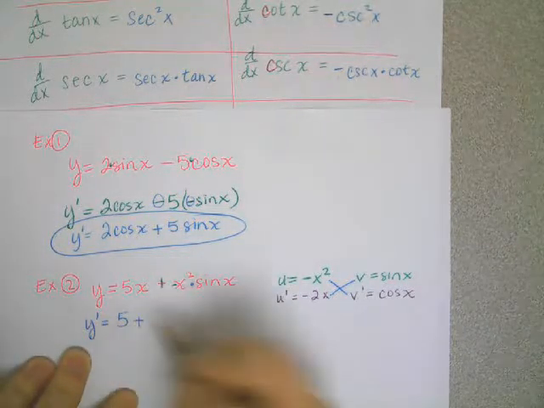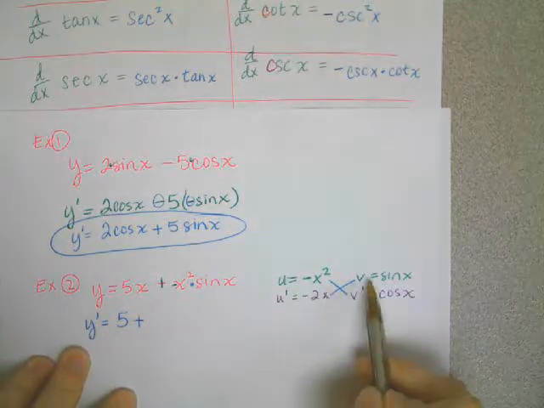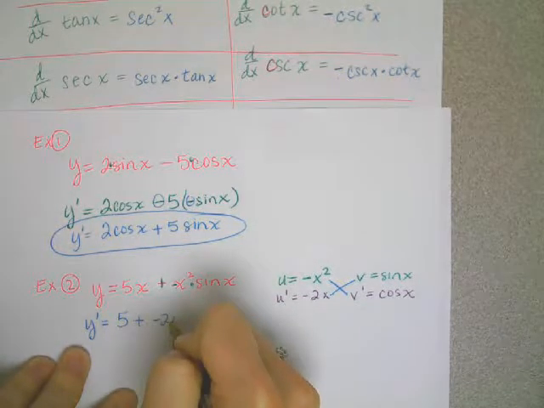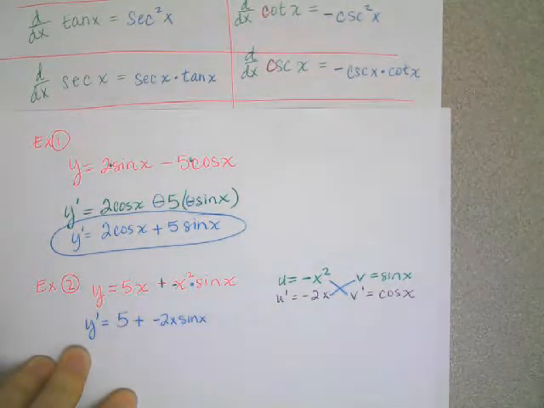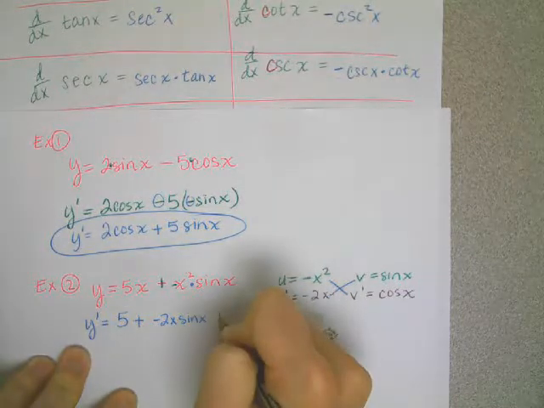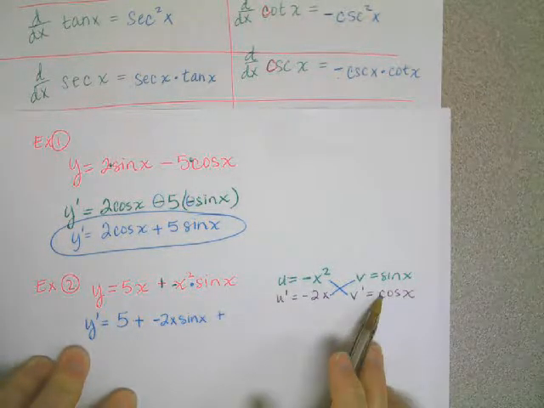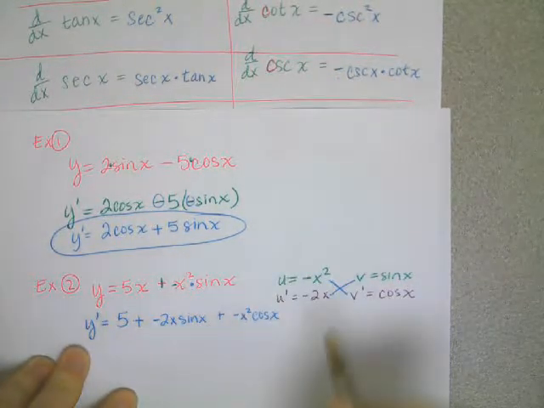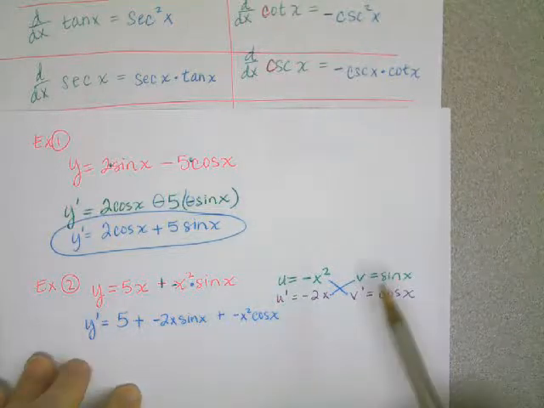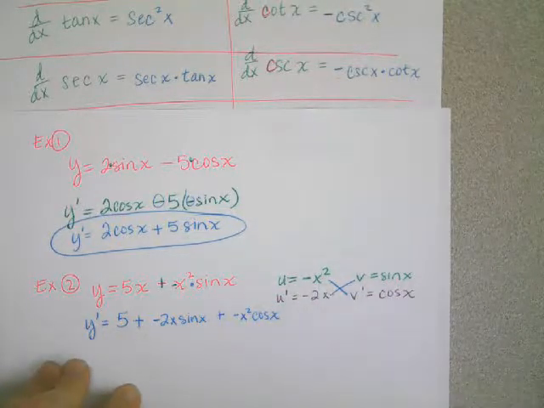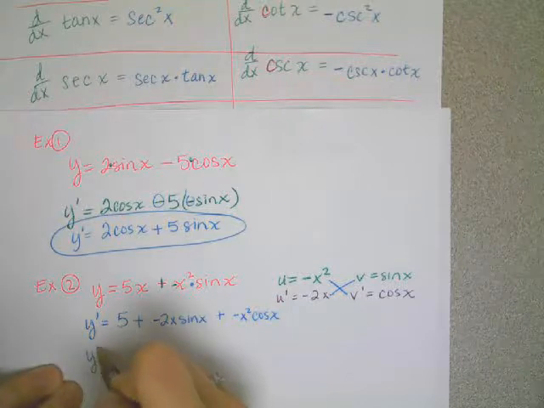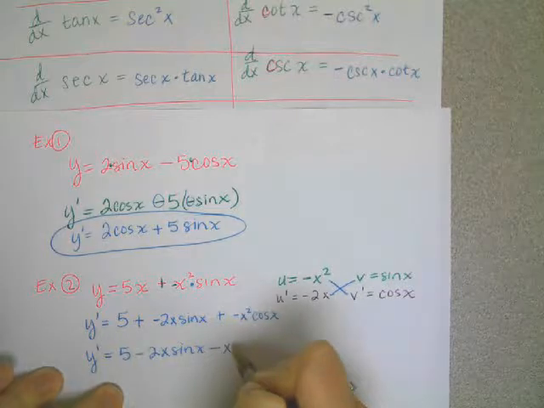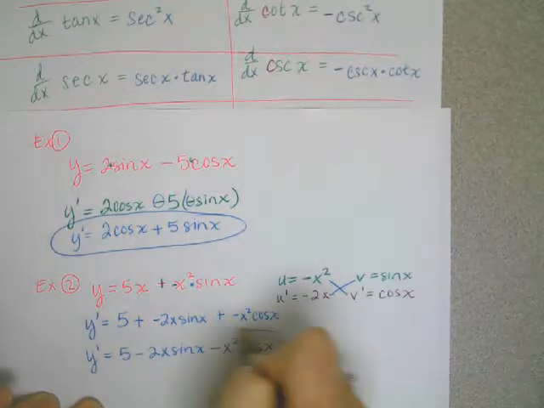So I'm going to write plus negative 2x times sine x plus a negative x squared times cosine x. Remember, you just come over to the side and you cross and you multiply. U prime v plus v prime u. If I were to clean this up, I can make it 5 minus 2x sine x minus x squared cosine x.